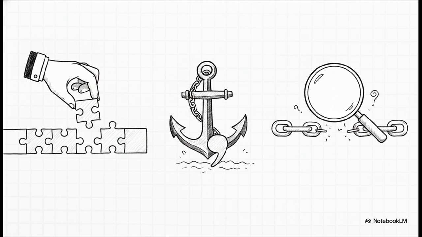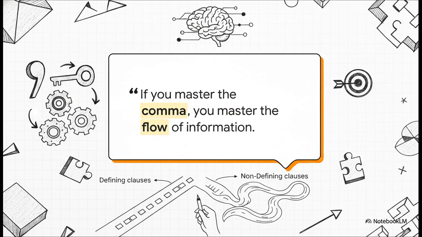Treat those commas as structural anchors that hold the whole architecture of your ideas together. I want to leave you with a final provocative thought. I challenge you to take immediate control of your writing style. Grammar at the C2 level isn't about just passing a test. It's about wielding language as an instrument of precision. By actively choosing whether a clause is defining or non-defining, you are taking absolute control over exactly how your reader processes your information. So the next time you sit down to write, don't just connect words. Engineer your clauses, master the comma, and take control of your narrative.